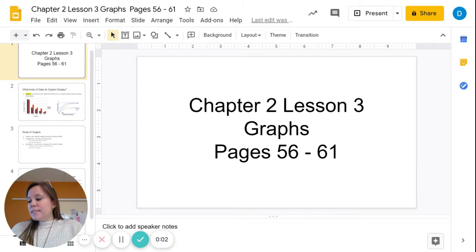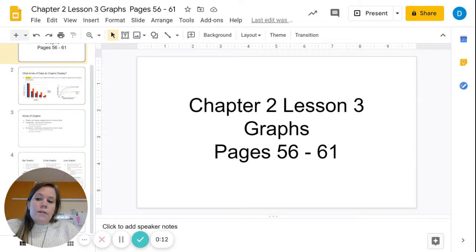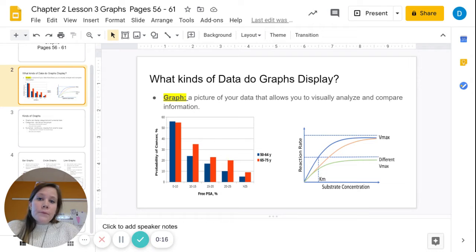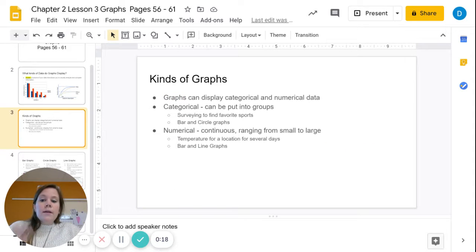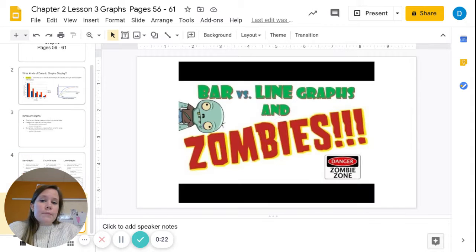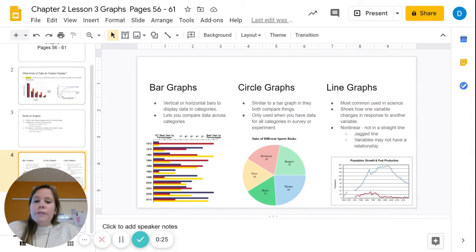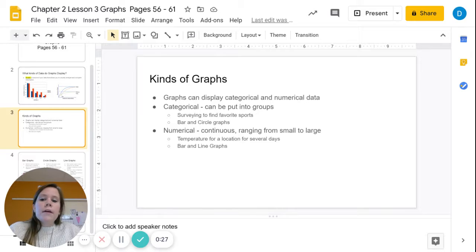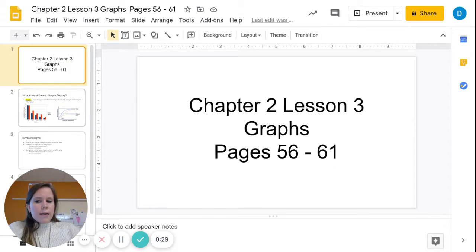Today we are going to take a look at Chapter 2, Lesson 3. It starts on pages 56 to 61. I'm going to post this Google slide on your Google Classroom, and I just want you to read through the Google slides and highlight in your book. It's all about graphing, the different types of graph, when to use the bar graph, when to use the line graph, when to use the circle graph, and the different types of data that you would use.